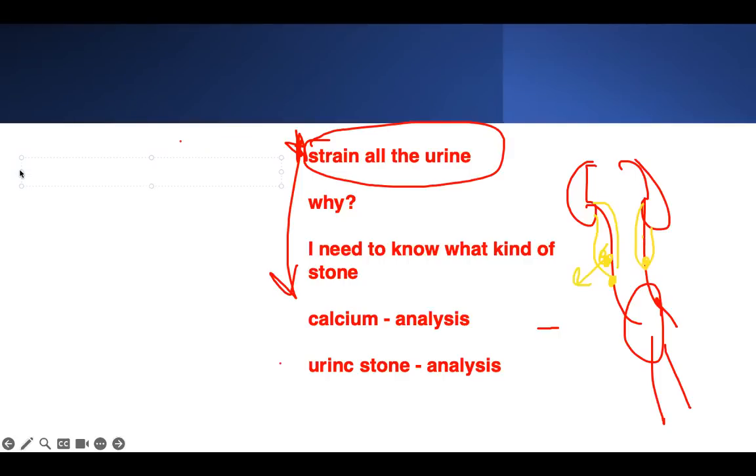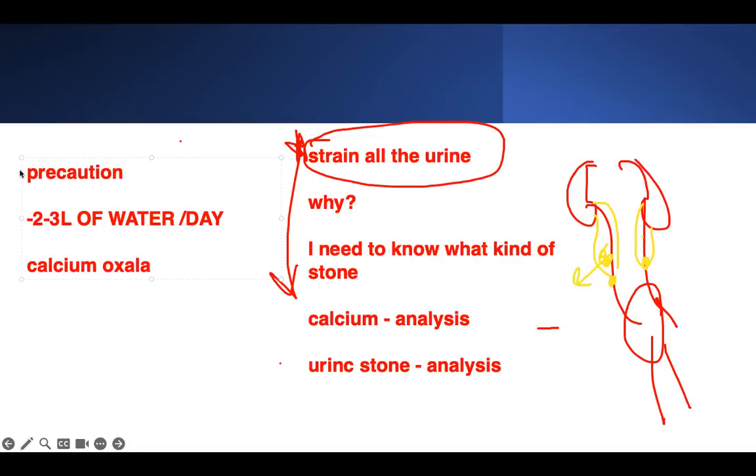Okay, now, precaution to prevent future attack. You know it, right? 2 to 3 liters. Drink a lot of water a day, as much as possible. Okay? If it's a calcium oxalate stone, you got to teach them that the oxalate is usually from spinach or tofu. They're very, very common, or maybe potatoes.